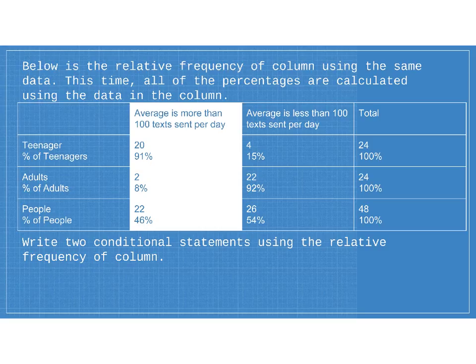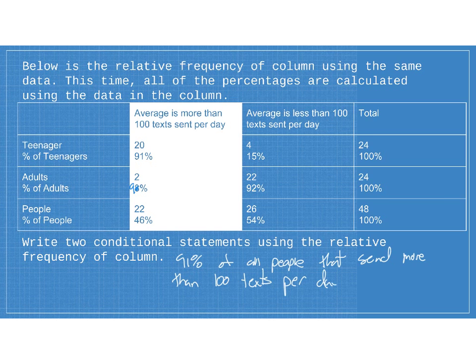So one example I will give you looking at this, and I think I have an error. This should be 9% there. And so as we look at this, we can say 91% of all people that send more than 100 texts per day are teenagers.